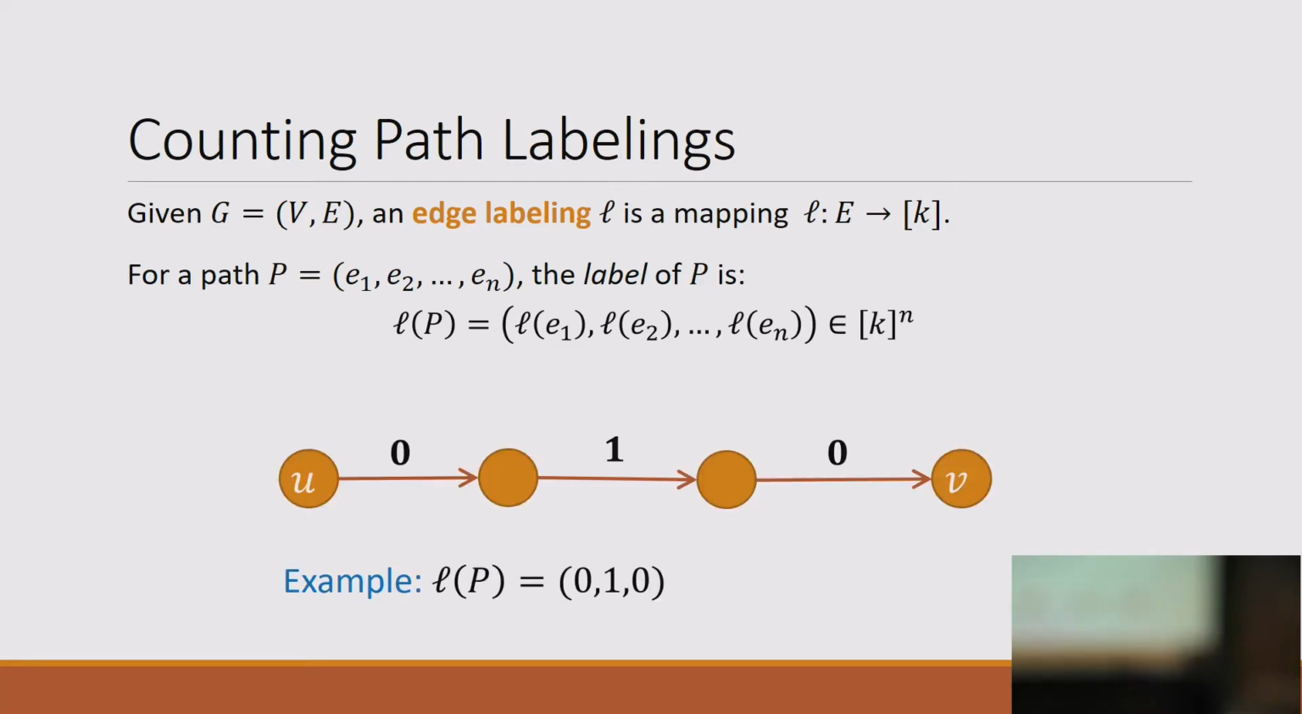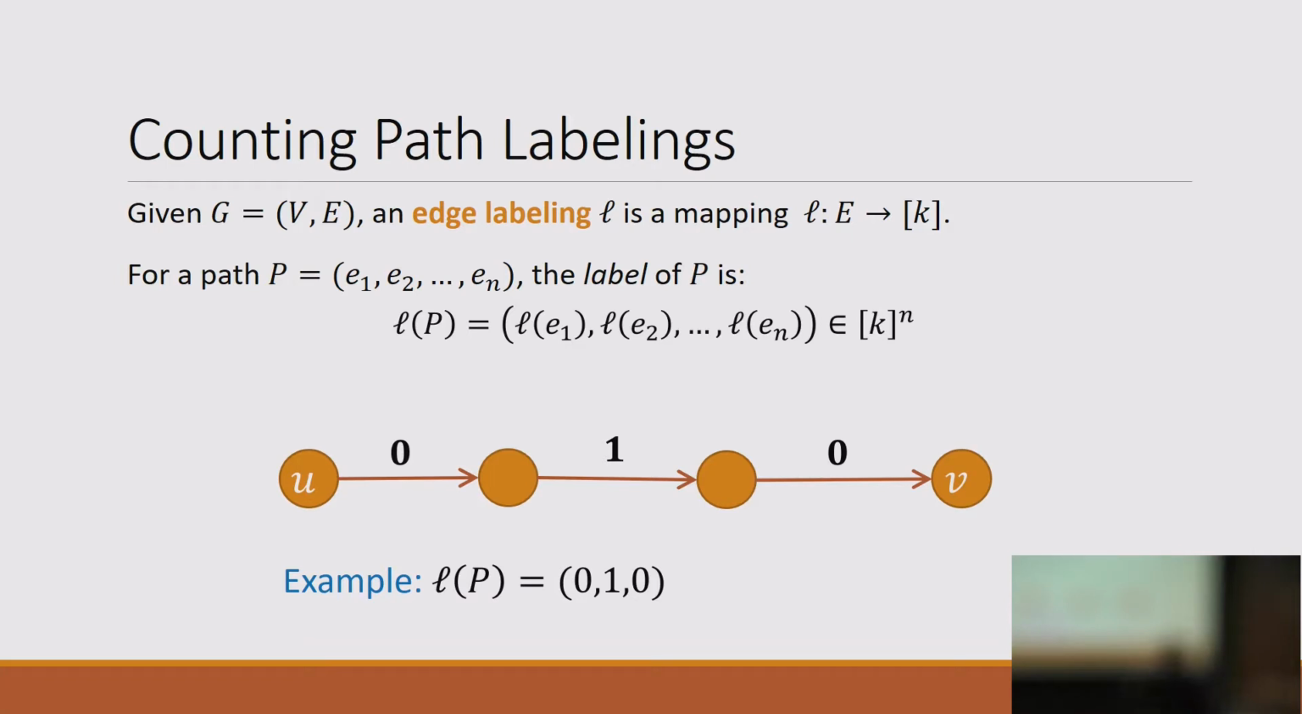So for example, if I just have this simple path of length 3 between these two vertices, this path has the label 0, 1, 0, because the first edge is label 0, the second edge is label 1, and the third edge is label 0. And by the way, for the rest of this talk, even though I defined labelings into k here, we're going to just look at pictures that have labelings either 0 or 1, just for simplicity, because the problem is just as hard. Okay, so this is the example of what a label of a path is.